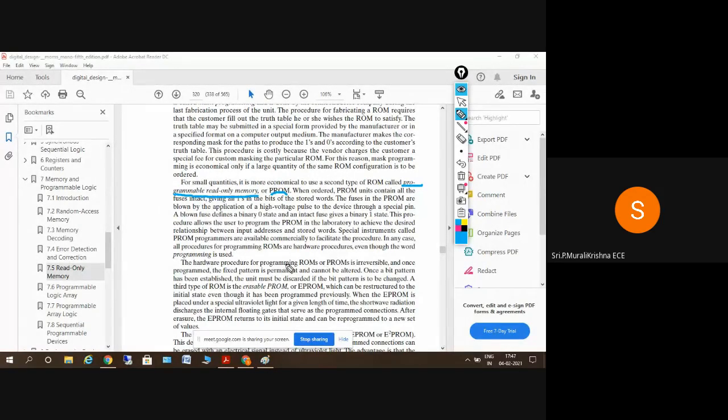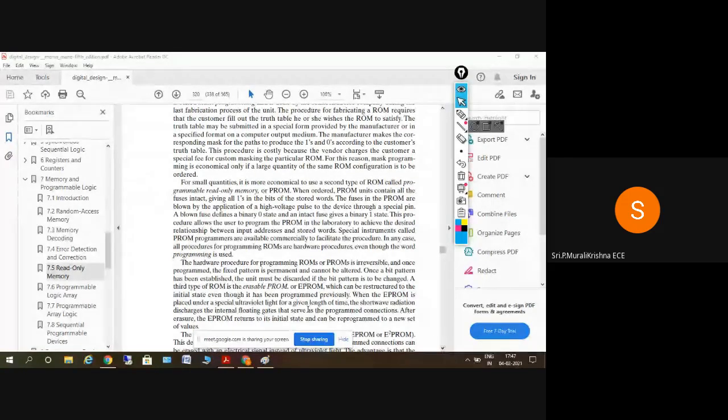That can be overcome with the help of two kinds of ROMs, which are called EPROM and E square PROM. What is the disadvantage here? Once we implement the truth table on a PROM, we can't use it for another application. We can't erase the things we programmed there.